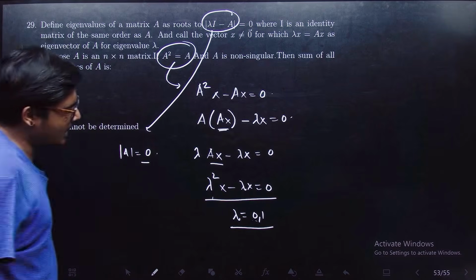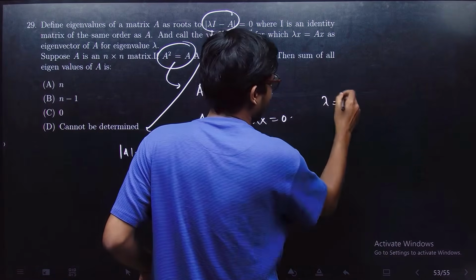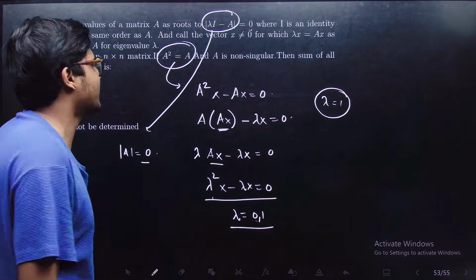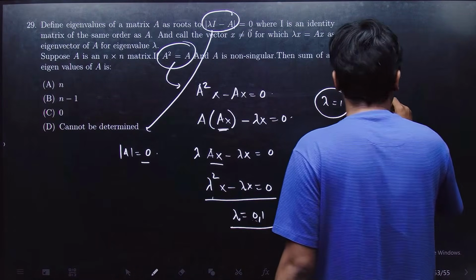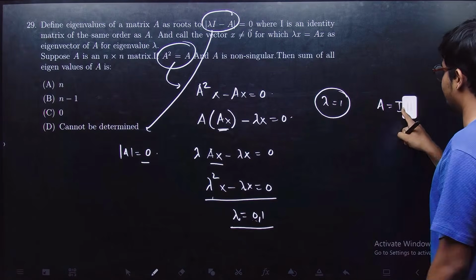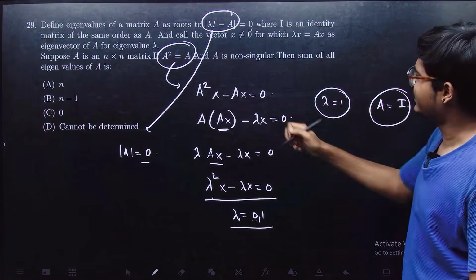So we need lambda to be equal to 1. Now lambda is equal to 1, A is non-singular, and the only idempotent matrix we can consider is identity, right? So we can take A to be identity, lambda is equal to 1, right? Okay. Then what is the sum of the eigenvalues?